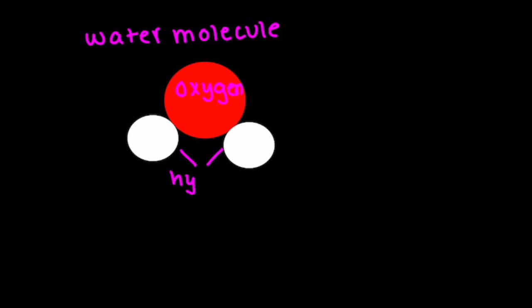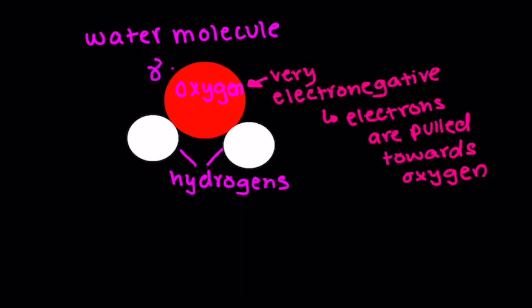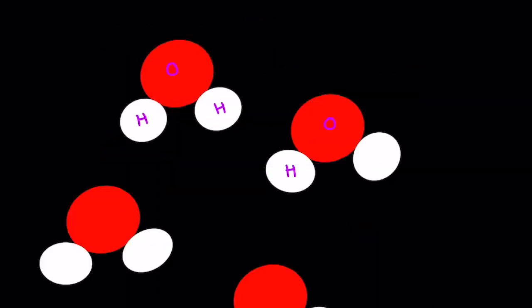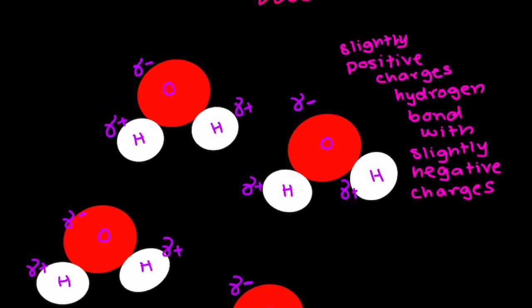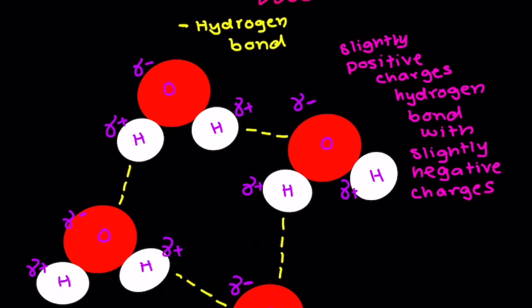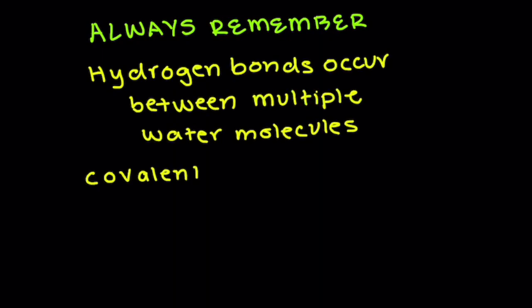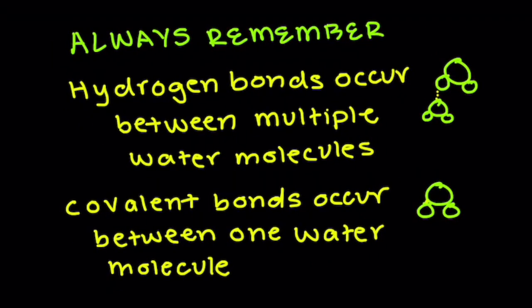Because oxygen is very electronegative, the electrons are pulled towards it, and the hydrogens are not as electronegative, so the electrons orbit around them less. As you can see, the oxygen has the slightly negative sign, while the two hydrogens have the slightly positive sign. So the slightly positive charges of hydrogen bond with the slightly negative charges of oxygen, and this can be seen in this diagram, where the yellow dashes are the hydrogen bonds. Always remember that hydrogen bonds occur between multiple water molecules, while covalent bonds occur within one water molecule. See this diagram for reference.